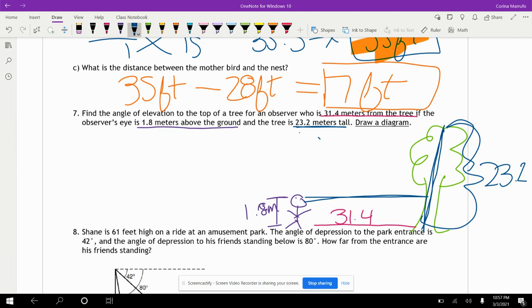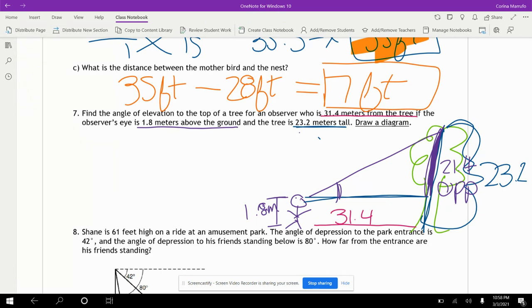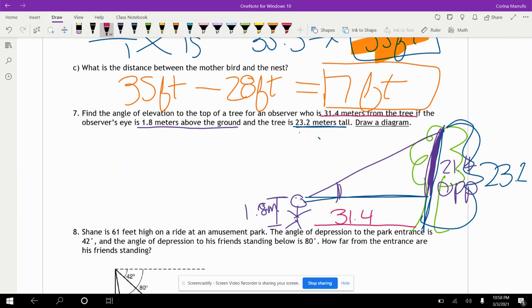So this right here, after we subtracted, this opposite side is actually 21.4, which is opposite my angle because I'm looking for my angle of elevation. This side right here is going to be my adjacent side. So then I'm going to use tangent of x equals my opposite, which is 21.4, over my adjacent, which is 31.4.